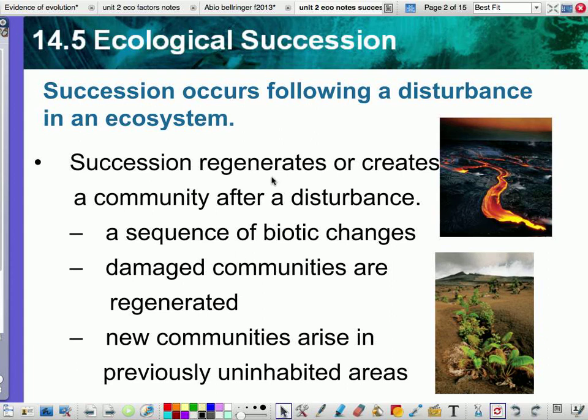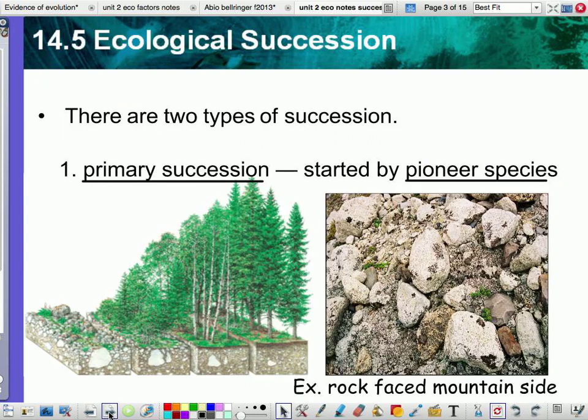So first thing we're going to talk about is succession in general. What is it? It's the regeneration or the creating of an ecosystem. So the two types we're going to look at: primary versus secondary. Primary means it started from nothing, and secondary means it comes back after a major catastrophe or some damage has been done. All right, so first one is primary succession, and the vocabulary word to associate with that is the pioneer species. It's the first species that comes in to an ecosystem where there has previously been absolutely nothing.